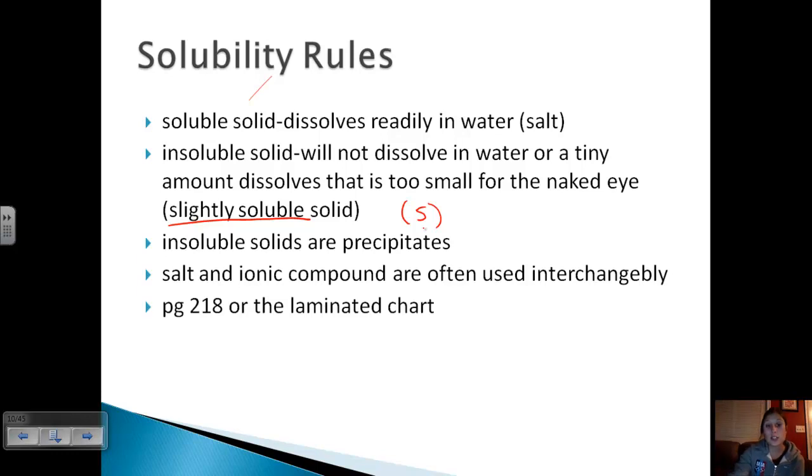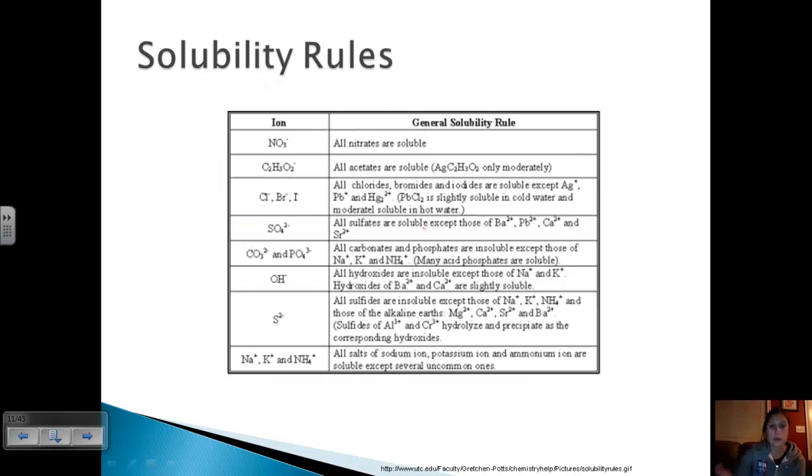You can find a solubility chart on page 218 in your textbook, or I also have a laminated chart, but I mean, if you just Googled solubility rules, you would find all kinds of charts. So whichever one works for you, they're kind of all the same. Okay, here's an example of one. Okay, so these are general solubility rules. Okay, and you can also find this in your textbook.